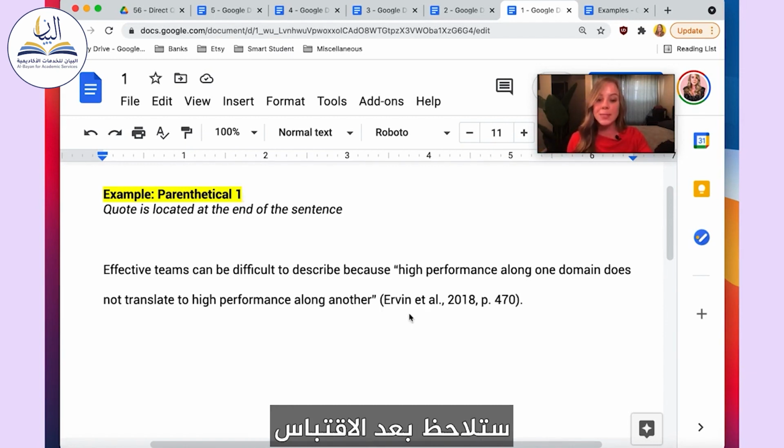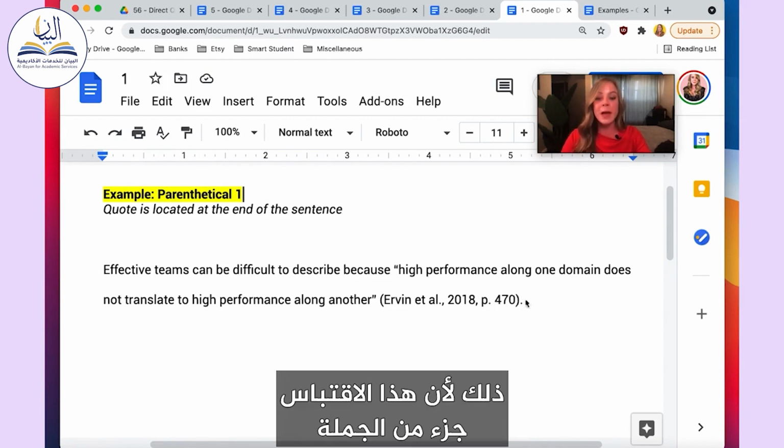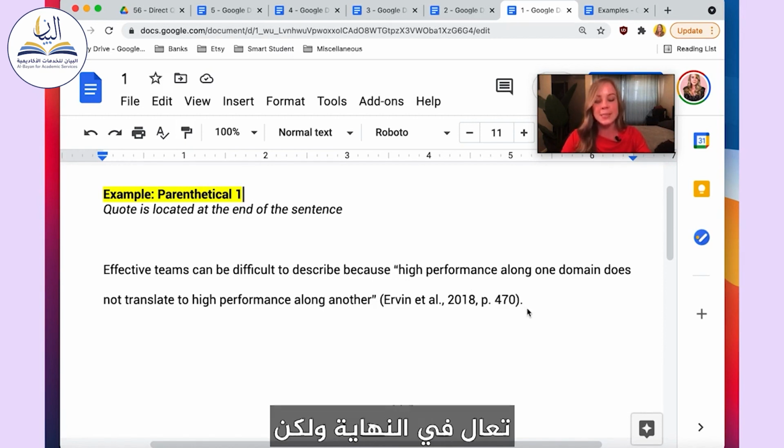And then if you'll notice, after the second double quotation, you have your three elements included in parentheses. You have the author's last name, the year of publication, and the source locator, which in this example is a page number, 470. And please note lastly that there is the period included after the second parenthesis. That is because this citation is part of the sentence, so the punctuation needs to come at the end.